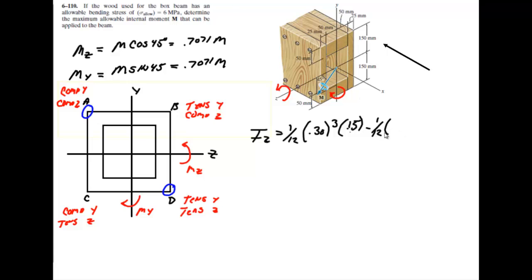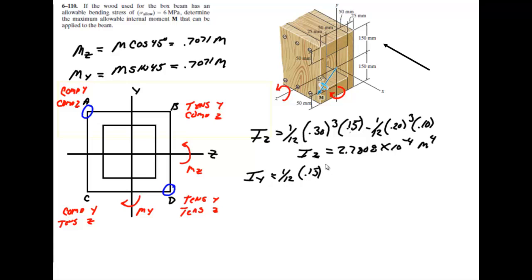Then we're going to subtract out all of this, which will be 1/12 times the height of this, which I think is 0.2. Move this out of the way so I got room here. Okay, so now we're back to 1/12 here, times 0.20 cubed times 0.10. That'll give you a value of Iz of 2.7808 times 10 to the minus fourth meters to the fourth power.